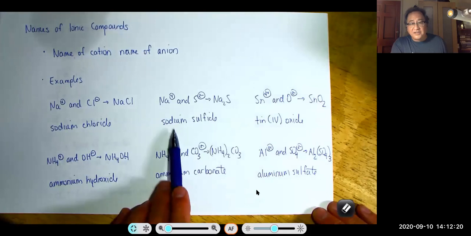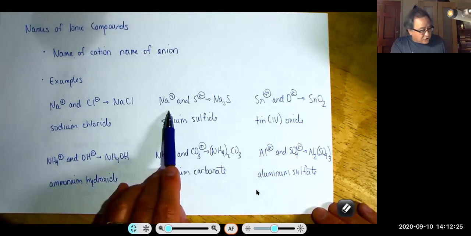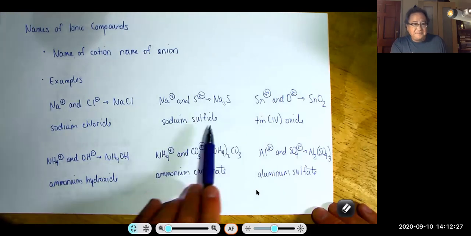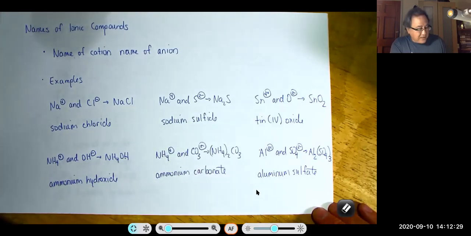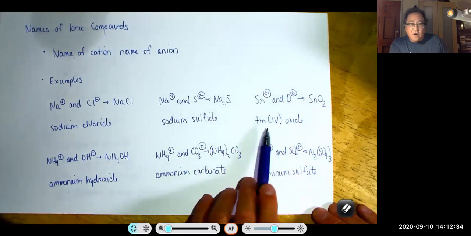Okay, here's an ammonium ion and a sulfide ion. Or excuse me, I said ammonium. Sodium ion and a sulfide ion, sodium sulfide. Here's a tin 4 ion. Here's an oxide ion, tin 4 oxide.